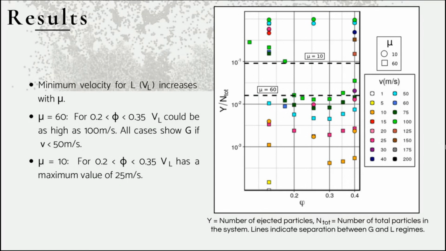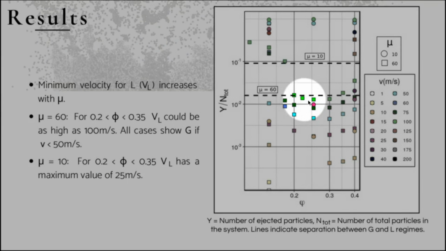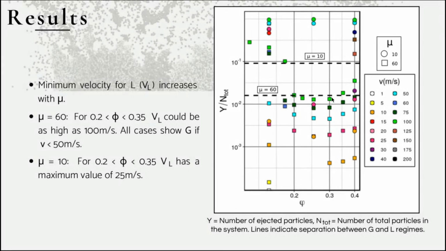From this figure, we can estimate the minimum velocity necessary for the loss of mass, VL. We observe that this velocity VL increases with the mass ratio, as one could expect. If we focus on high mass ratio, here 60, again intermediate values of filling factor may allow growth at higher impact velocities, as high as 100 meters per second according to the green squares. And for this value of mass ratio, all cases showed mass gain for velocities up to 50 meters per second.